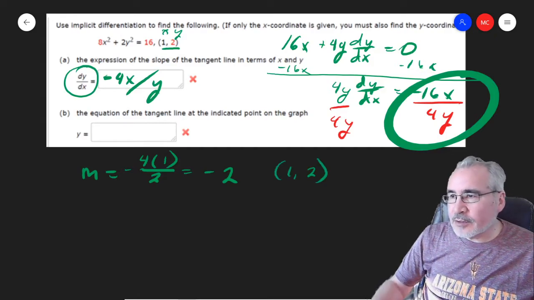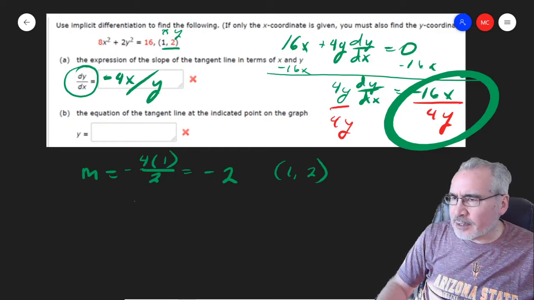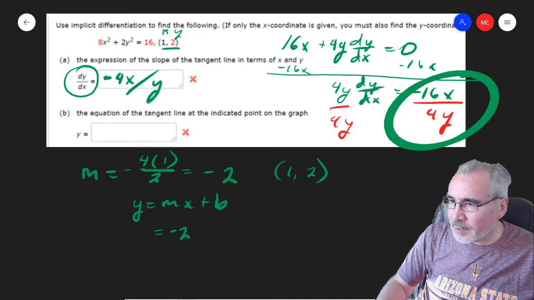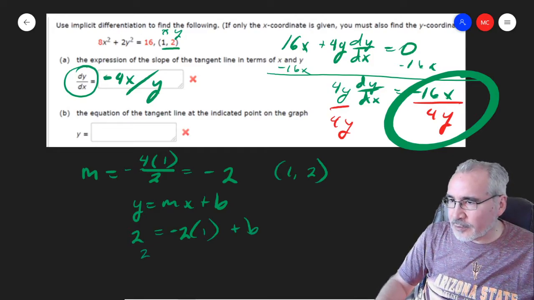So again, you could do this in multiple ways. Let's go ahead and go. This is y equals mx plus b. We know that m is negative 2, x is 1, and y is 2. So we can solve for b. This gives us 2 equals negative 2 plus b. Add 2 to both sides, and you get that b equals 4.